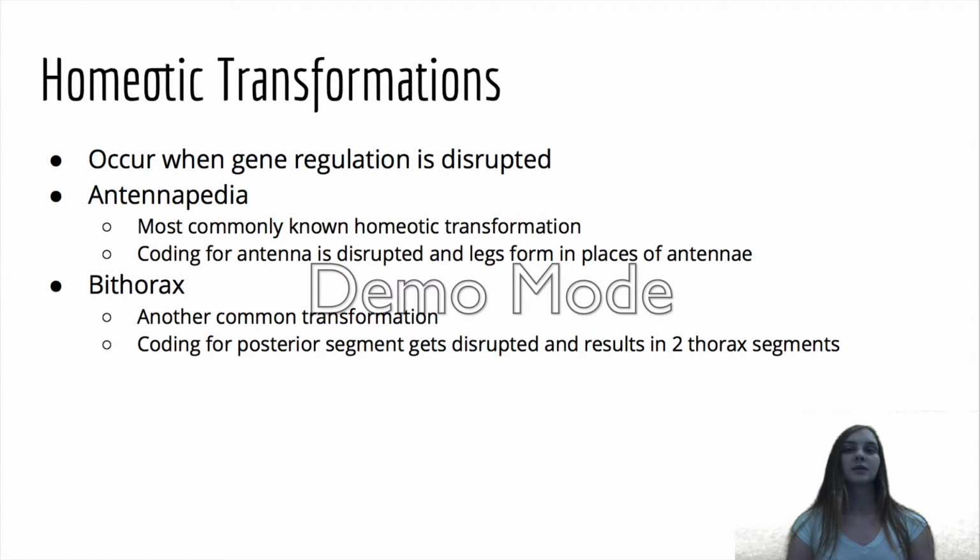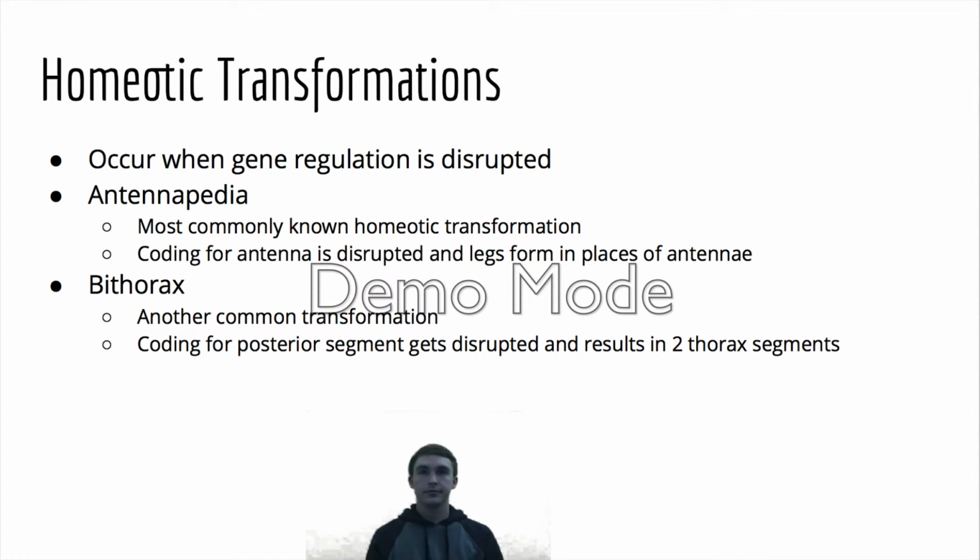Bithorax is the second most common transformation. What occurs is that the coding for the posterior segment of the fruit fly is disrupted, and a second thorax segment forms in its place. As a result, this Drosophila exhibits 2 thorax segments and 4 wings.